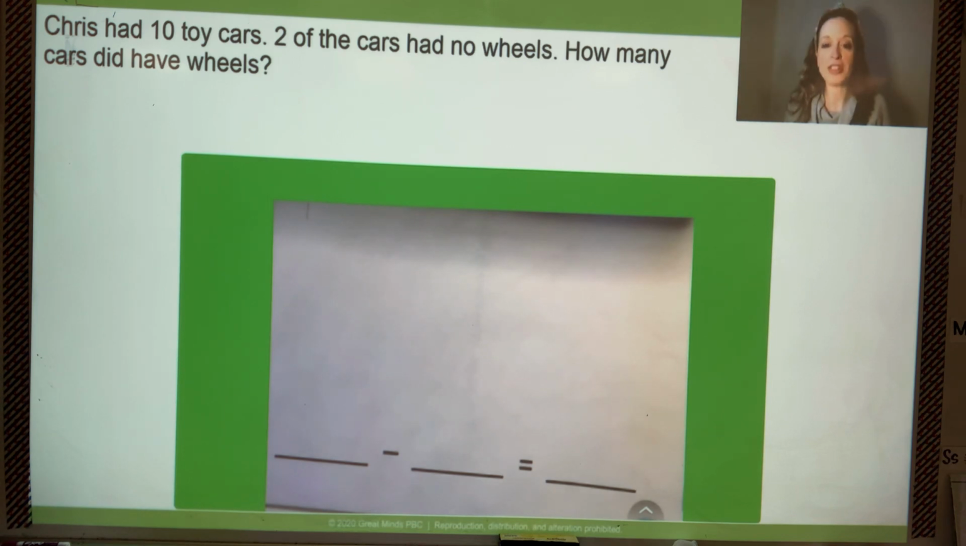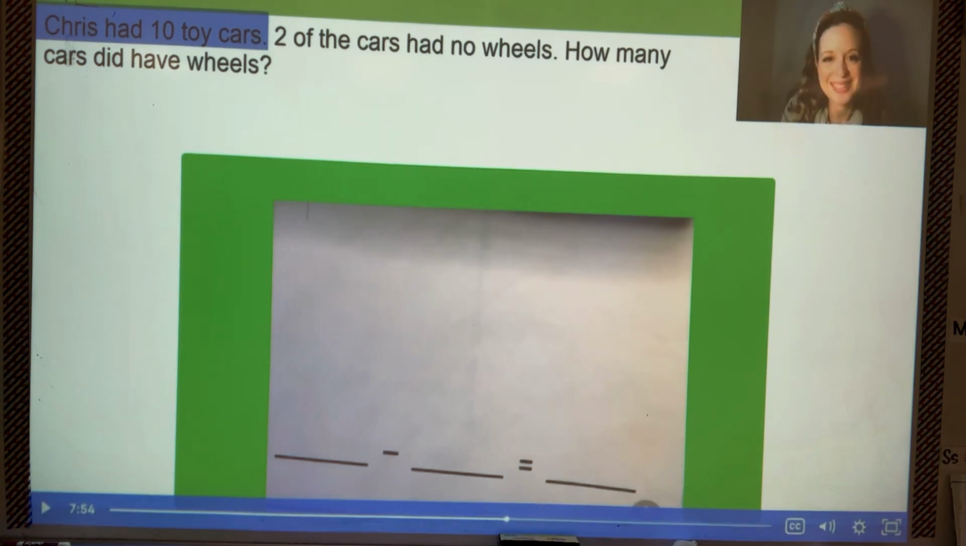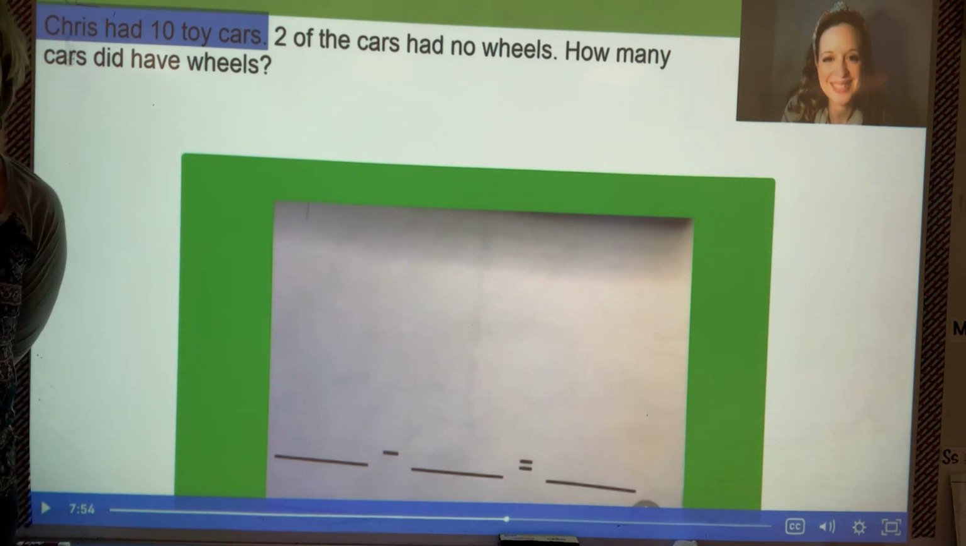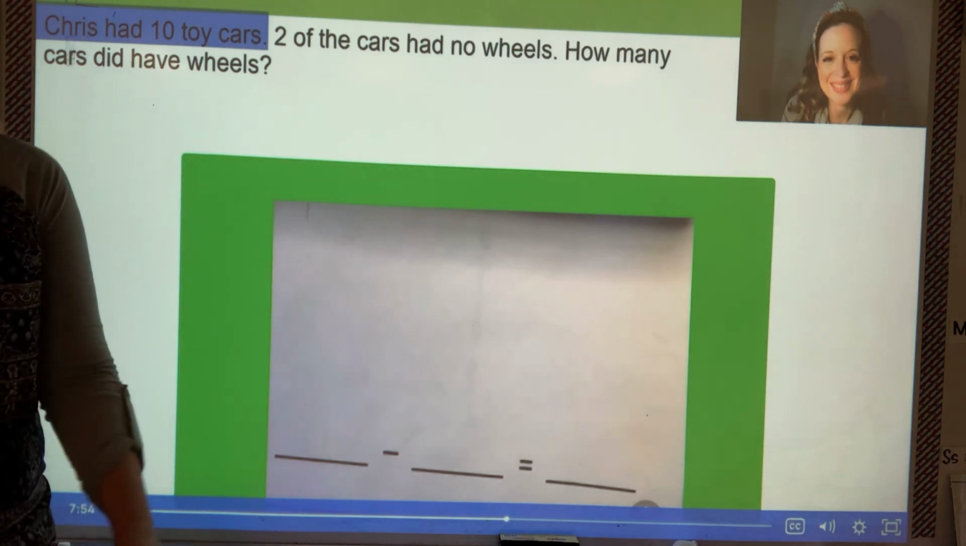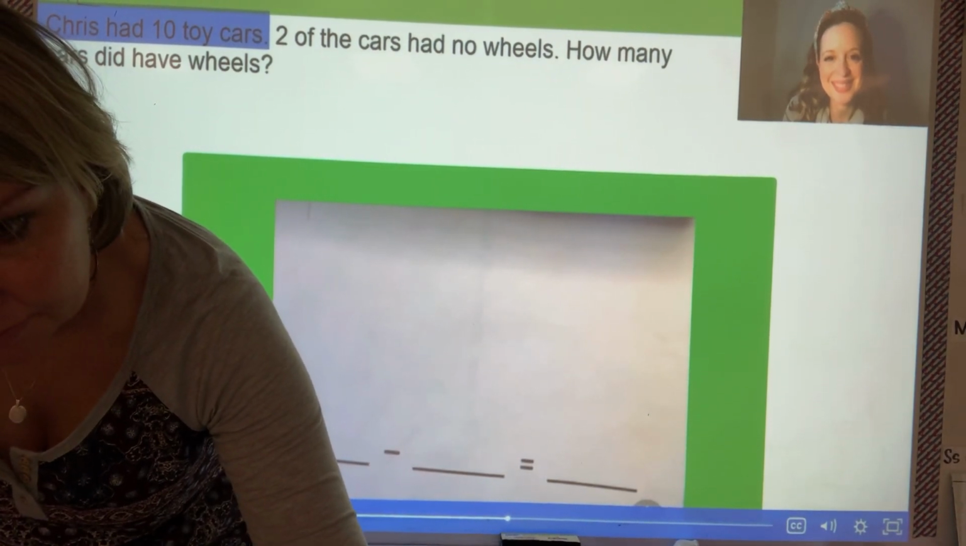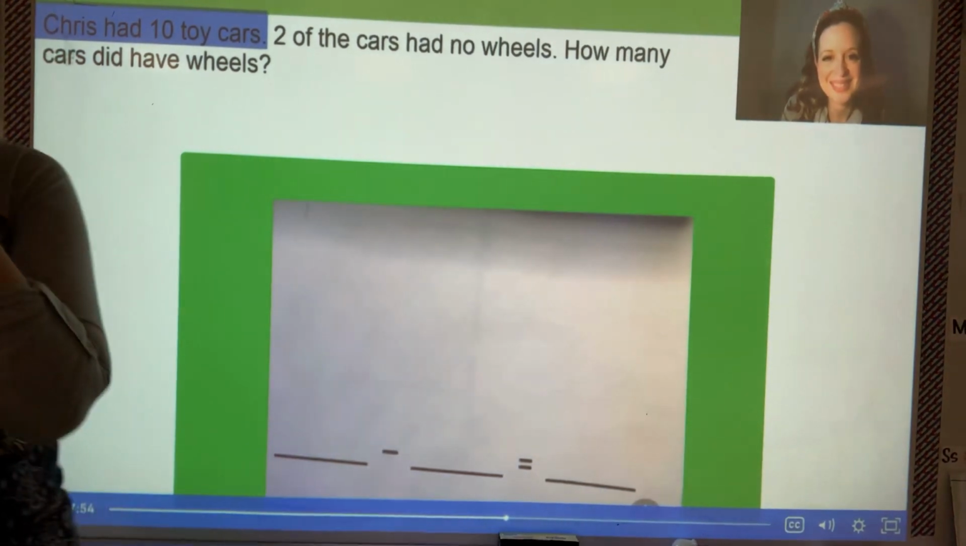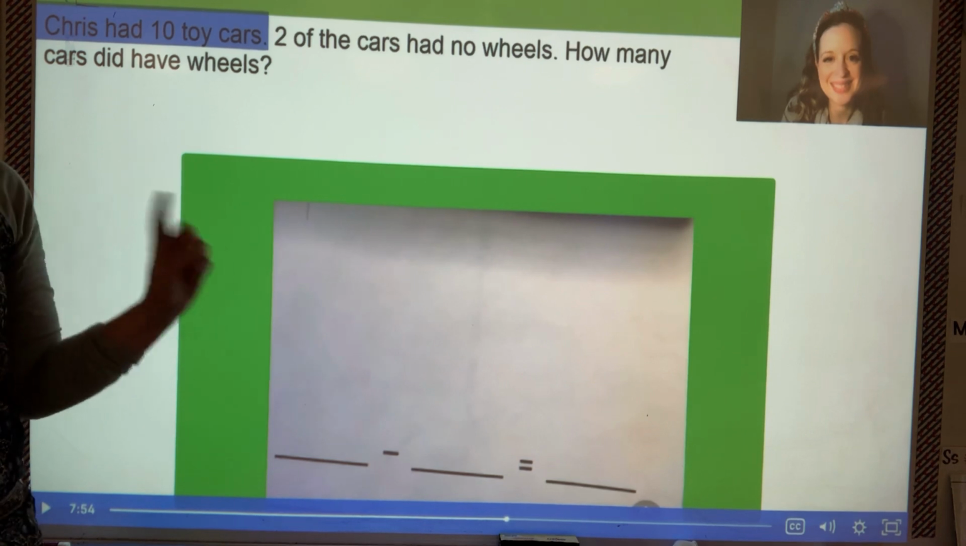Before we solve, let's read and draw each chunk of the story. Ready? Chris had 10 toy cars. How should we draw this? Whisper to the screen how you think we should draw this. Okay, how can we draw the 10 toy cars? Nicole? We can draw a circle or rectangle or wheels. Very good. Right, we could draw the items using circles or any shape.